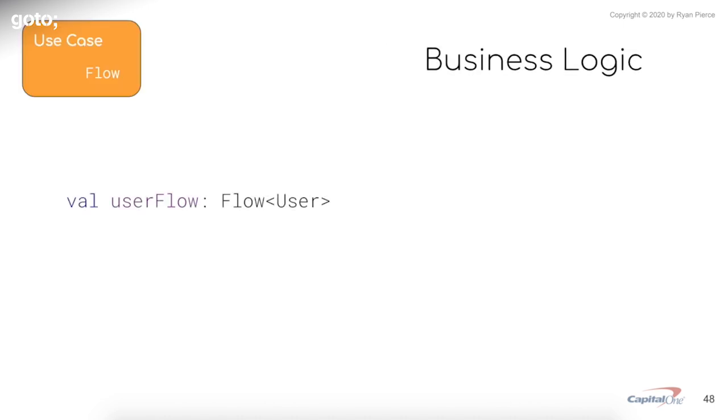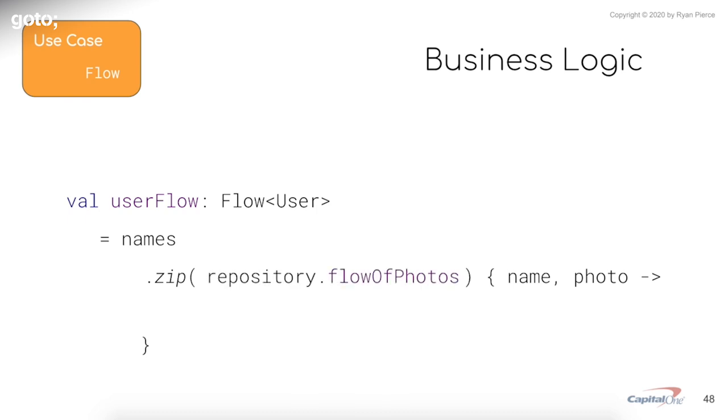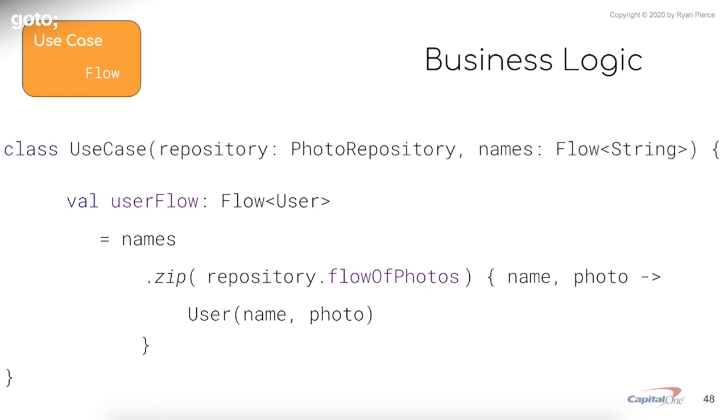So let's keep going up. Let's go into the use case. I have a flow of photos and a flow of names now, but I want a flow of users from that. And the way I can implement that business logic is to first get names and bring this together with the photos that we had from the photo flow. We can use the zip operator for this. Specifically, we'll zip names and the flow of photos, bringing a flow of names and photos that we can then use to create a flow of users by constructing a user in the zip operator. And now we have a use case with repository and names where we get a user flow.